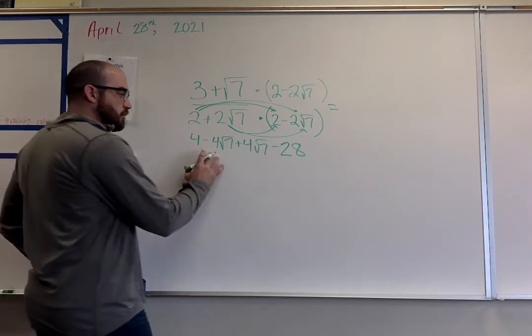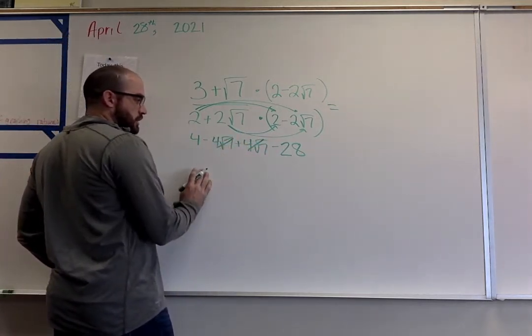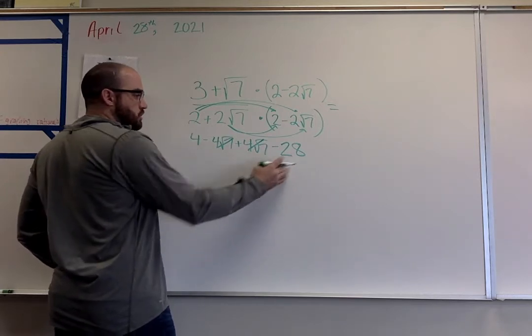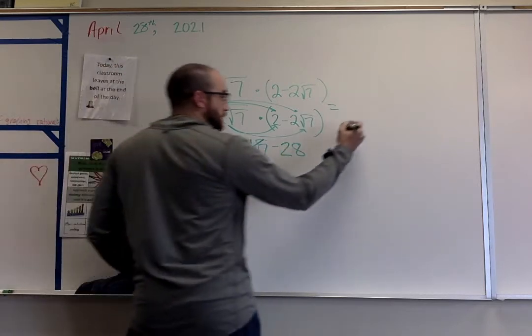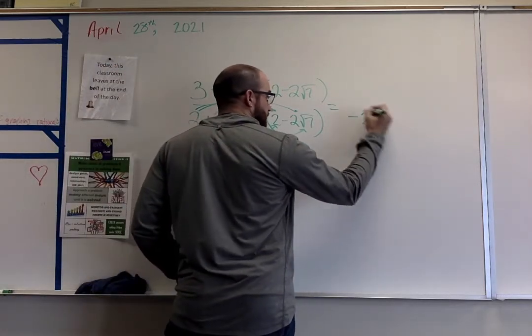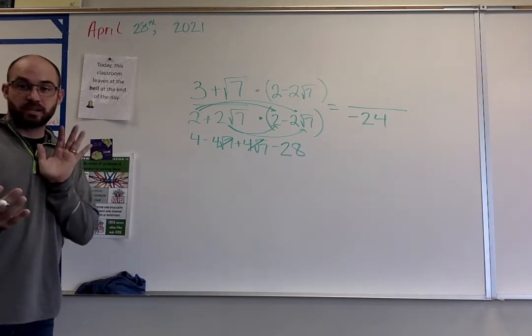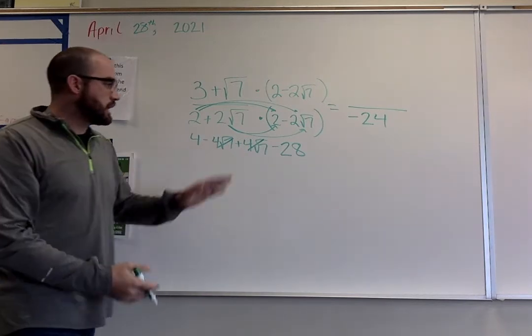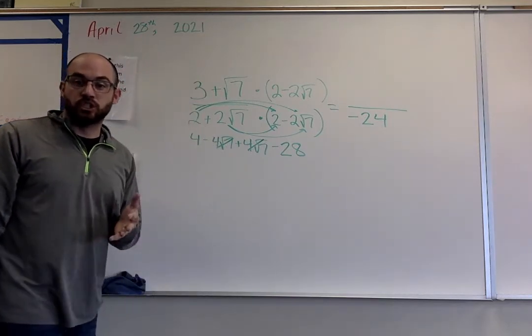But here I have negative 4 square root of 7 plus 4 square root of 7. So these would just cancel out. So my problem would be 4 minus 28, which for this problem would give me negative 24 in the denominator. Okay, so the denominator is fully taken care of. We multiply times the conjugate. We got rid of our radicals. I have a whole number. That is what we're looking for. That's what we should be getting.